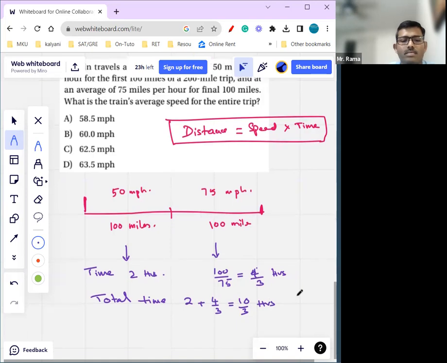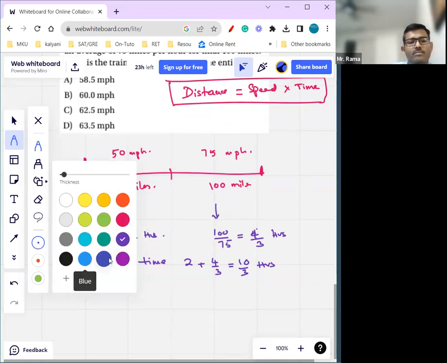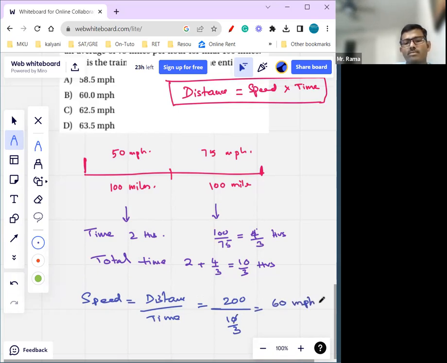Everybody following with me? What did I do? I added the times. The total time is 10/3 hours. Now, since I know the time and I know the total distance is 200 miles, I'm going to find the speed. The speed is distance over time. The distance is 200 because that's the entire distance, and the entire time is 10/3. Just do the math. It's basically 60 miles per hour, MPH.